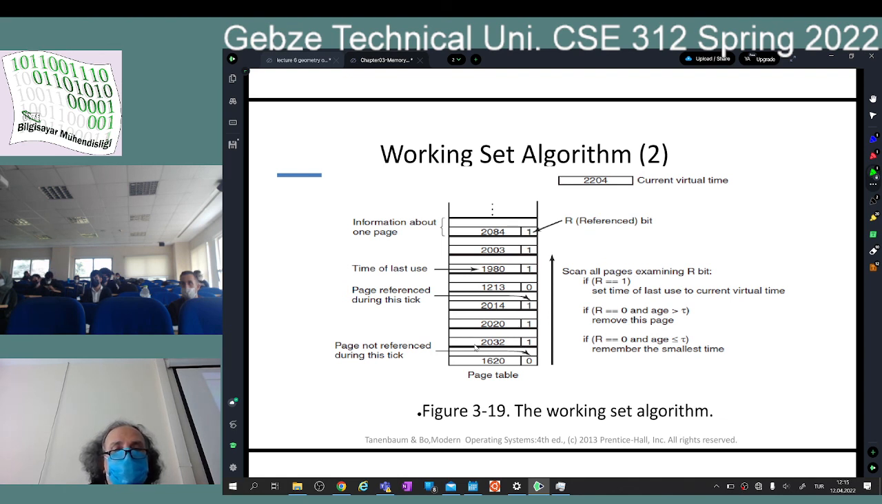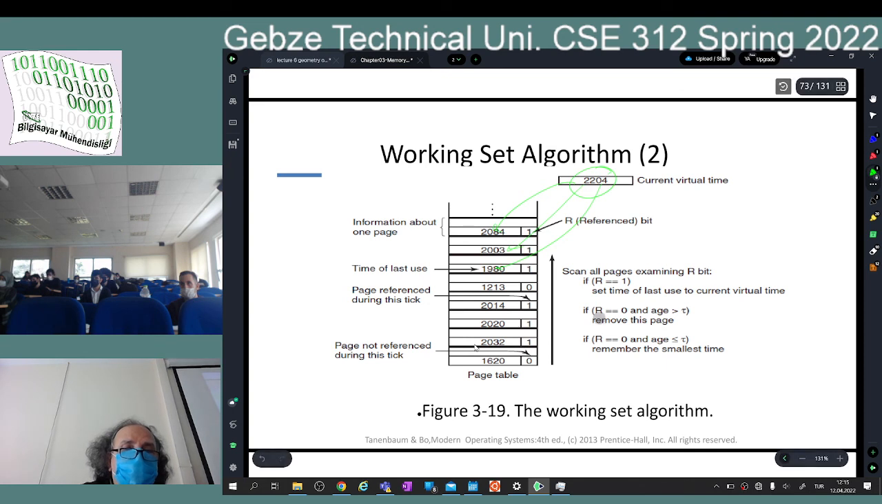Okay, that's the table. So when a page fault occurs, this is the algorithm. Oh, sorry, this is not the algorithm for when a page fault occurs. This is the algorithm when the clock interrupt happens. If R is 1, set the time of last used to current virtual time. So I'm going to update all of those.